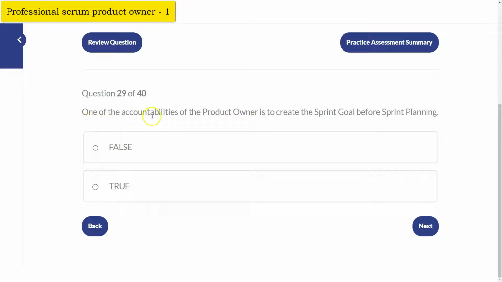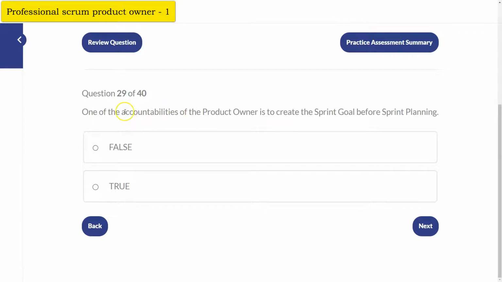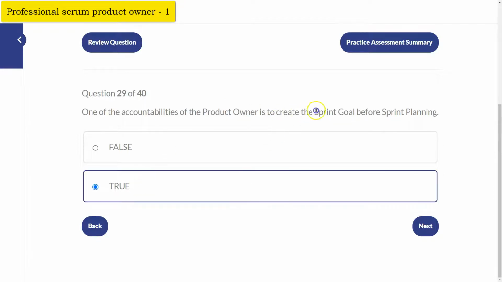Next question. One of the accountabilities of the product owner is to create the sprint goal before sprint planning. So guys, pay attention. One of the accountabilities of the product owner. So guys, sprint goal is not the responsibility of the product owner. Sprint goal belongs to the developers.